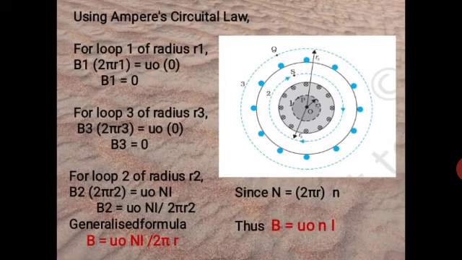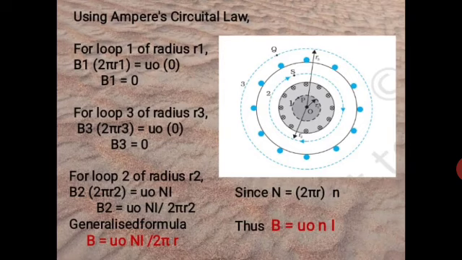Then, according to Ampere circuital law, for the length L equals 2 pi R1, we have B1 into 2 pi R1 equals mu naught into I. Since current enclosed in the loop is 0, therefore B1 is 0. Hence, the magnetic field at any point P in the open space inside the toroid is 0.